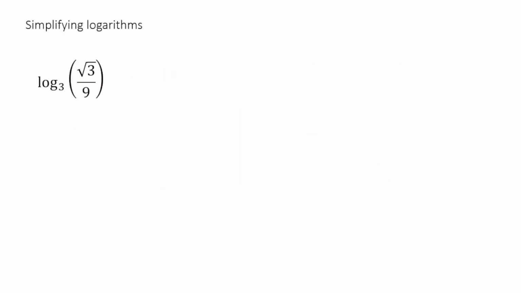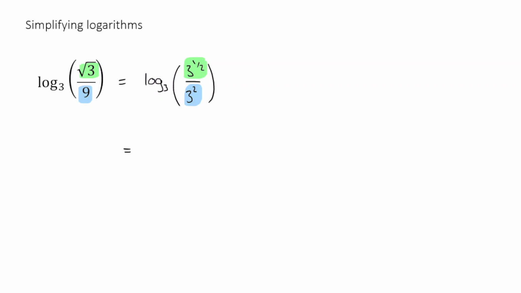Okay, so let's go back to our question. We've got log base 3 of the square root of 3 divided by 9. How can we simplify what's inside the bracket? Well, we now know, hopefully, that the square root of 3 can be rewritten as 3 to the power of a half. In other words, this thing can be rewritten as that. We could do the same thing with 9 as well. How can I write 9 as a power of 3? Well, 9 is 3 squared. So what I've got now is 3 to the power of a half divided by 3 squared.